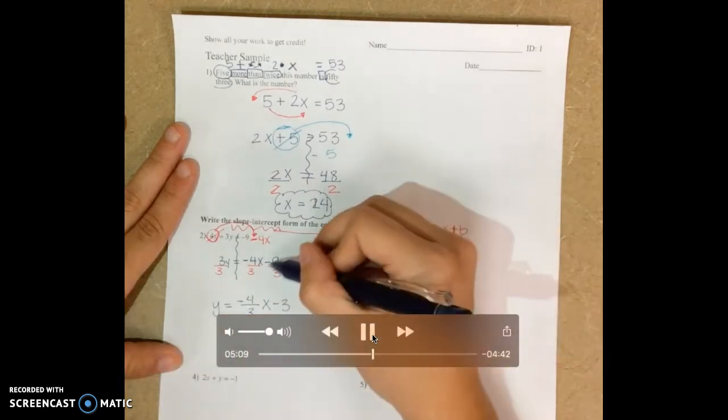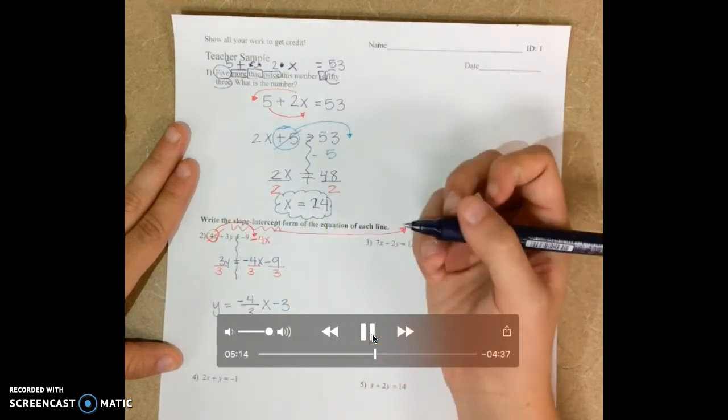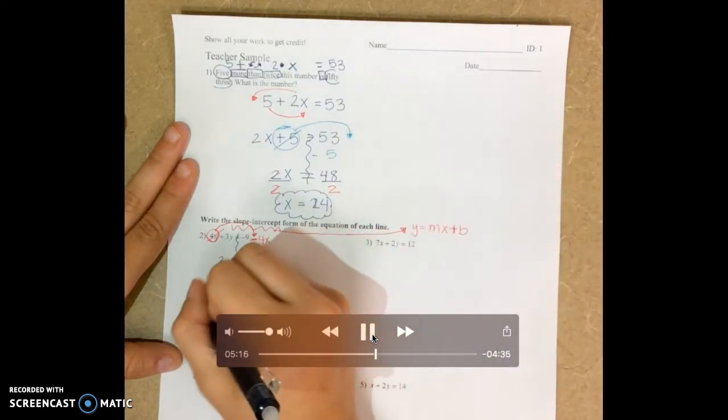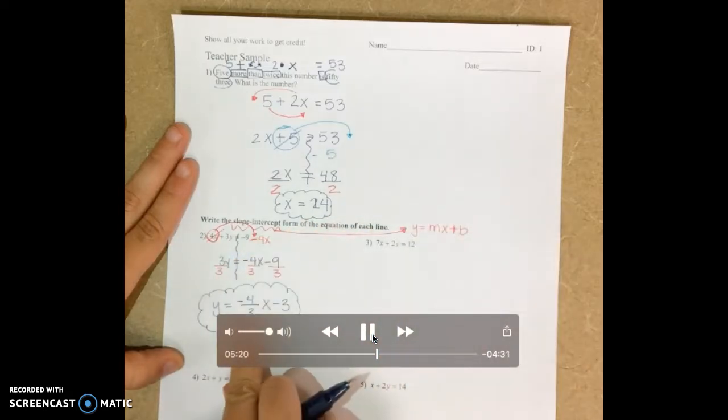Okay, so if you can do that on the phone or with a small calculator, that'd be great, but if you kept it like this, that's fine too. So that's the answer for this. Now it's in slope-intercept form, meaning this is my slope, and this is the y-intercept.